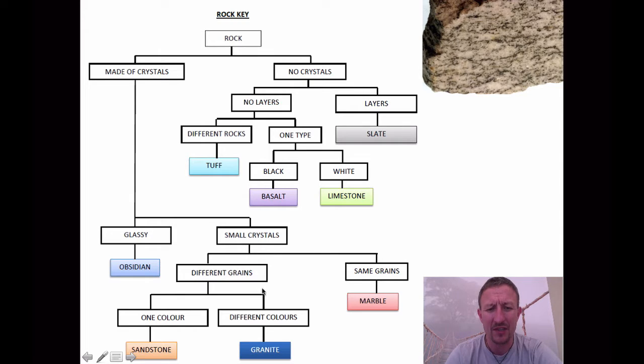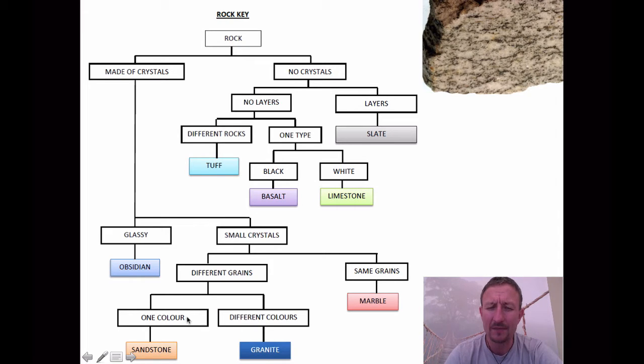The two questions are, have we got different grains there, or have we got the same grains there? If we look at our rock, we've got the orange rock there, and we've also got the black bit. So really it's made up of different grains. As I say, it's not wholly conclusive, but it works for this exercise. So we've got different types of grains, so we go down and look at the next set of questions.